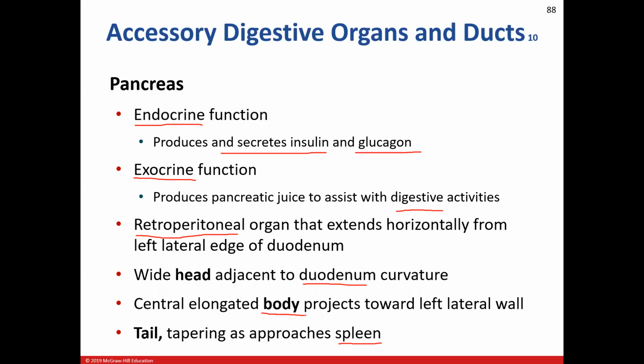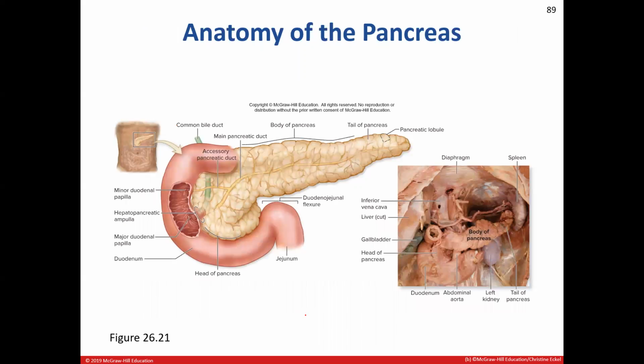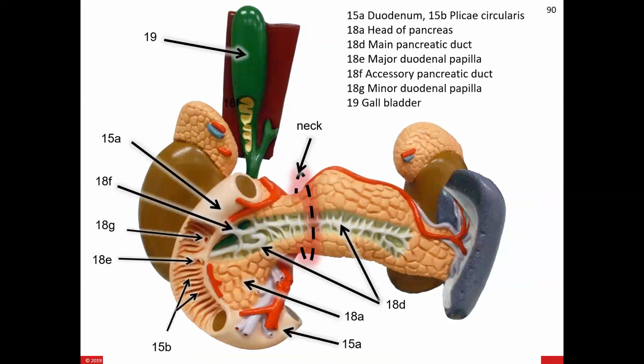I think it looks like a cane, whatever type of cane you think, laying on its side. So you can see the head is over here, the tail is down here, and then between is going to be the body. You can see how it's nestled right in here, in the duodenum. Here in our model, in our atlases, you can see the same thing.